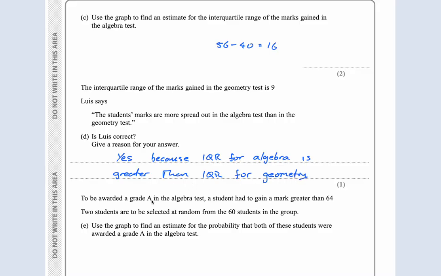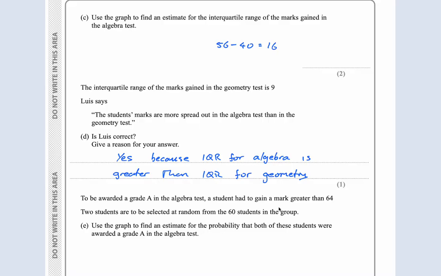Okay. To be awarded an A in the algebra test, a student had to gain a mark greater than 64. Two students are to be selected at random from the 60 students in the group. Use the graph to find an estimate for the probability that both of these students were awarded a grade A in the algebra test.